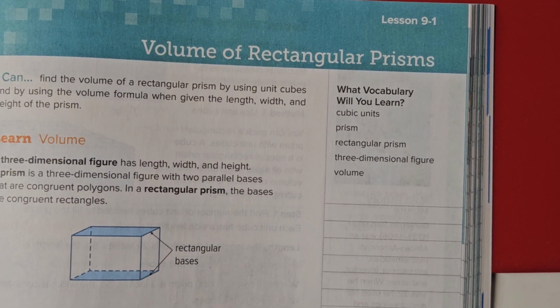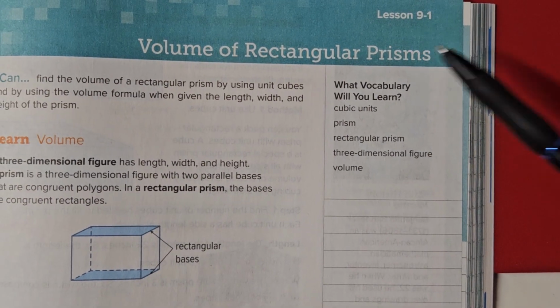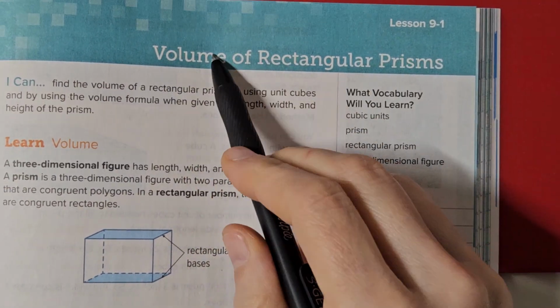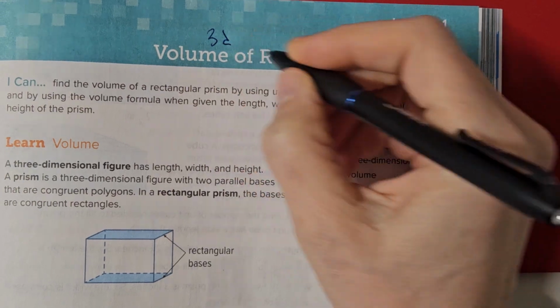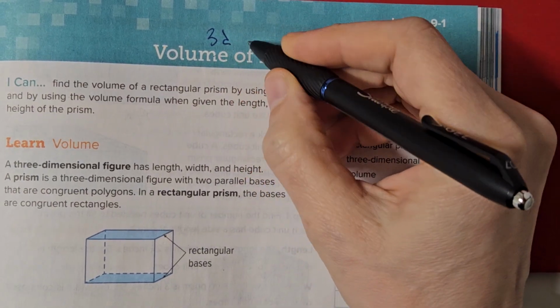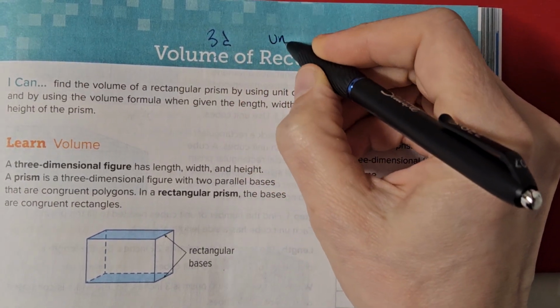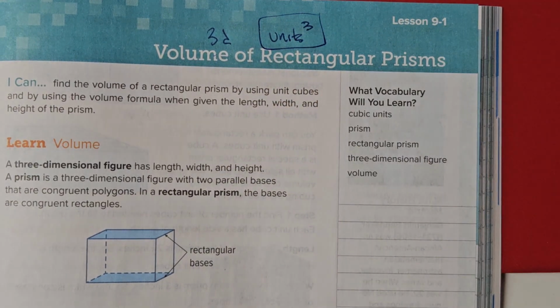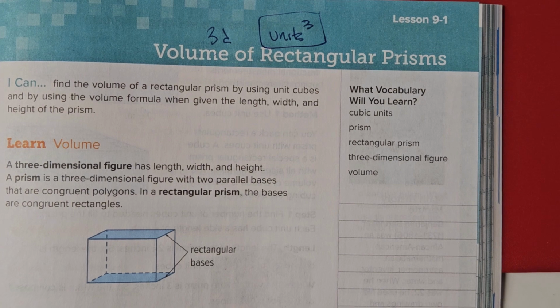Good morning. We're into lesson 9 now. So 9-1 is going to be volume of rectangular prisms, right? So this is three-dimensional. We need to have units cubed, three-dimensional, units to the power of 3, and we'll get into why that is.